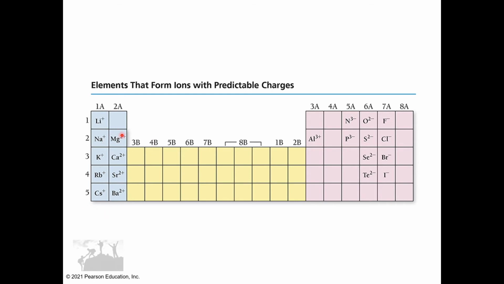Same thing with the second group. They have 2 valence electrons, so they need to lose both of them to obtain a complete octet. The ones that you probably haven't really seen before would be those in 3A and 5A. So again, I highly suggest you memorize these predictable charges if you're not used to seeing them already.